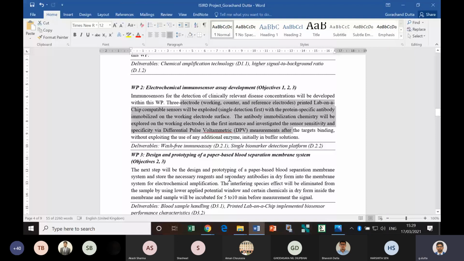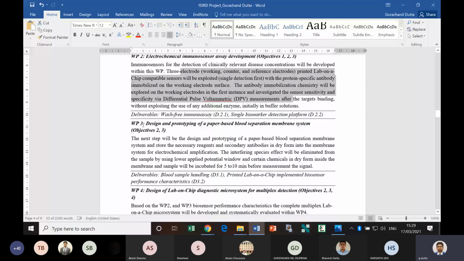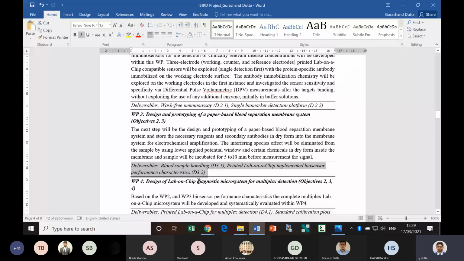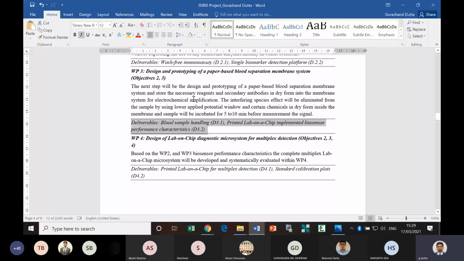Then in work package 3, we mention some prototype development, maybe some paper-based method, or maybe antibody immobilization detection. That prototype development we will follow in this work package. And what will be the deliverable? For every work package we will mention the deliverables at the bottom of the work package. And maybe in this case we will use blood samples. So we will use some blood separation paper-based membrane. I mentioned here how the blood sample will be handled, so this kind of challenge will be overcome. So this will be a deliverable.